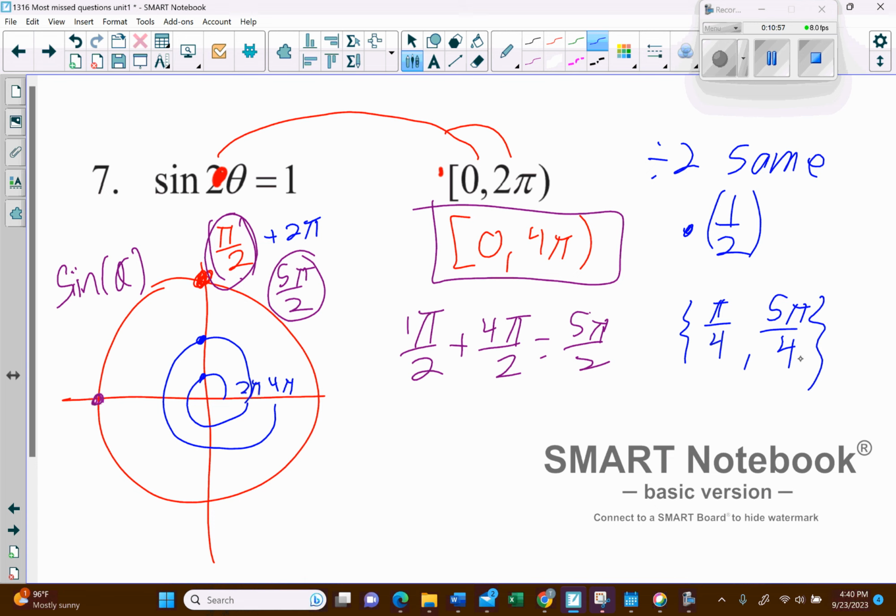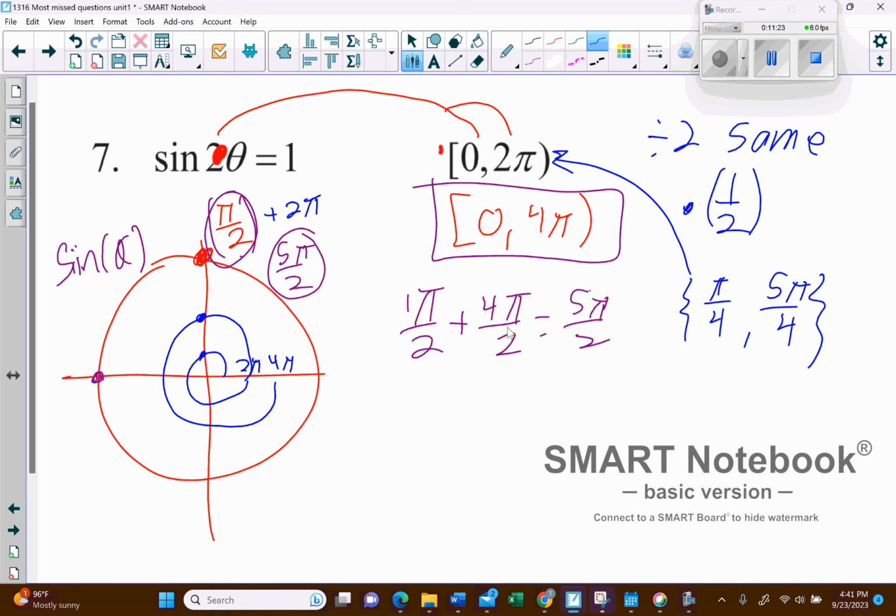Now, what I want you to notice is that both of these answers are within my original interval. So really, adjusting the interval is kind of a trick. It's supposed to break this into smaller steps and make your life a little bit easier. So you adjust the interval, but then you have to adjust your answers once you get them. And it's very helpful for when problems get more complicated. So this was an introductory problem.